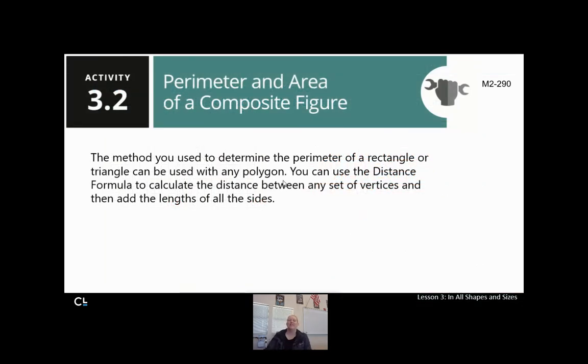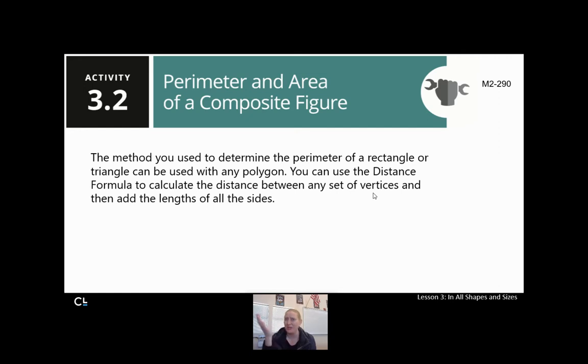Let's kick this up next level, shall we? Yeah. Let's talk perimeter and area of a composite figure. And here's the deal. The method you use to determine the perimeter of a rectangle or triangle, you can actually use that with any polygon, right? If you want to find the distance around, find all the sides, right? You can use the distance formula to calculate the distance between any set of vertices and then just add the lengths of all the sides. Fine, use distance formula if you need to, and then just add up all the sides.